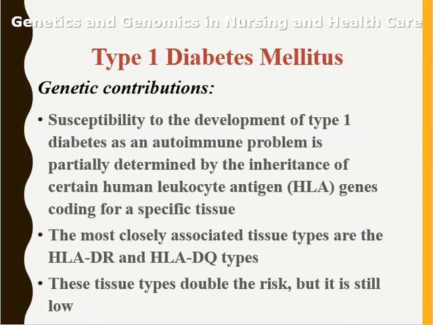Genetic contributions. Susceptibility to the development of the type 1 autoimmune problem, again, is partially determined by the inheritance of certain human leukocyte antigen genes, HLA genes, that code for a specific tissue. The most closely associated tissue types are the HLA-DR and HLA-DQ. So the cell surface, which again is human leukocyte antigen, and the cell surface receptor for foreign or self-antigens are encoded on the HLA region of chromosome 6 at the short arm, p21.3.